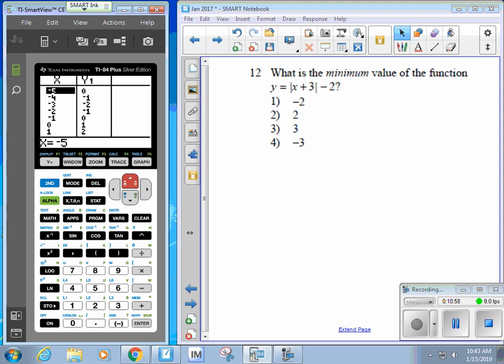It goes from 0 down to -1, down to -2, and then goes back up again. So the lowest value you have is -2. The -3 is when it occurs. That's a trap answer because that's your x value. When they ask for minimum, they really are talking about y.